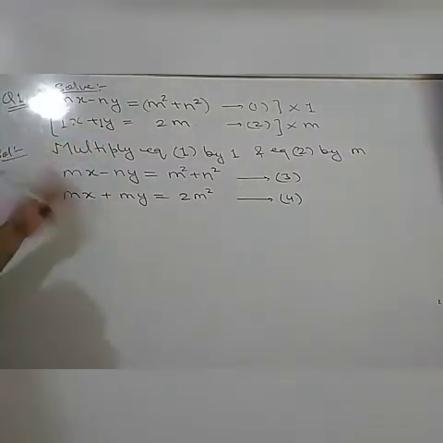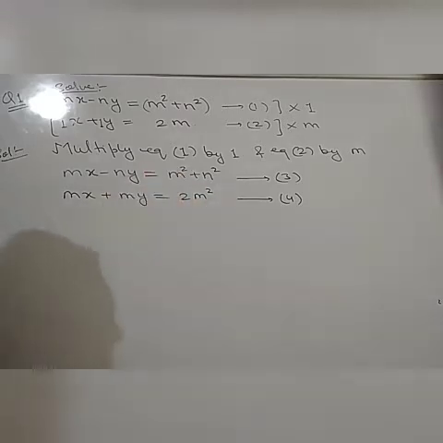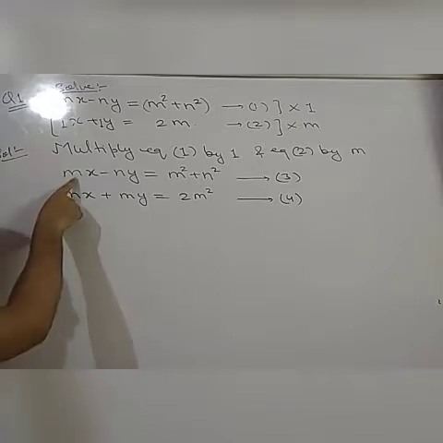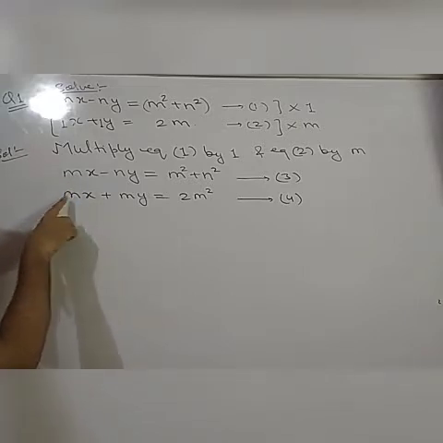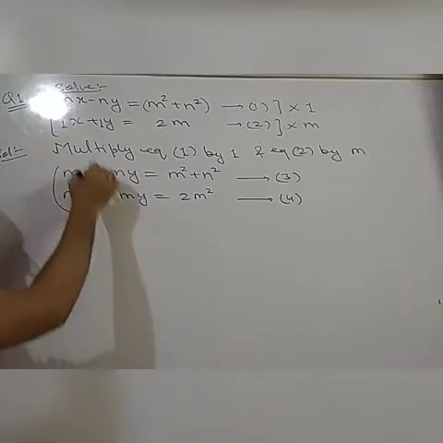Okay, now we have these two equations. Looking at equation 3 and equation 4, the coefficient of x in the third equation is m, and the coefficient of x in the fourth equation is also m. It means both the coefficients of x are equated.